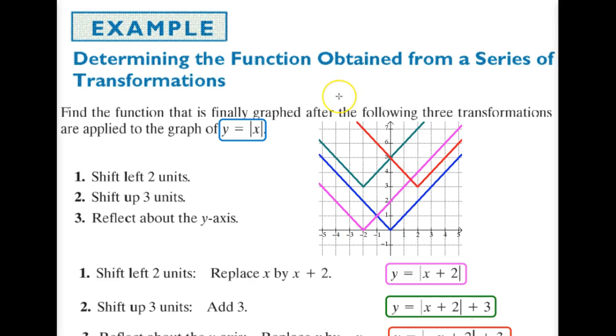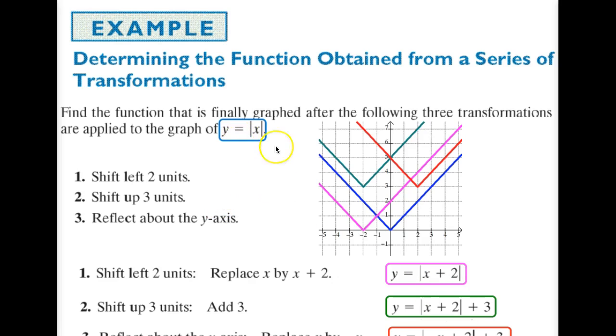And so now let's look at another example where we want to find the function that is graphed after following the 3 transformations. We have a base function of absolute value of x, and then from there we know that we have to shift left 2 units, shift up 3 units, and reflect about the y-axis. Okay, so here if we do that, then we see the following.